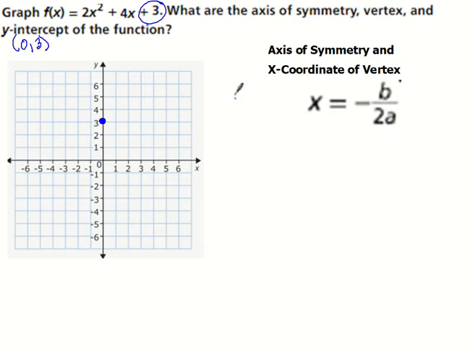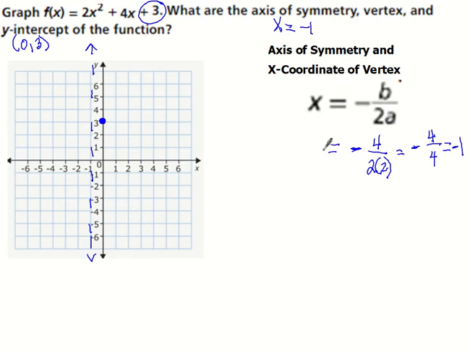When they say negative b over 2a, they mean this a and this b. So it would look like this. x equals negative, well, b is 4, so 4 over, a is 2, so 2 times 2. That gets us negative 4 over 4, which is negative 1. So the axis of symmetry is x equals negative 1. And we can also put that in. We're going to draw a dashed line right here at x equals negative 1.